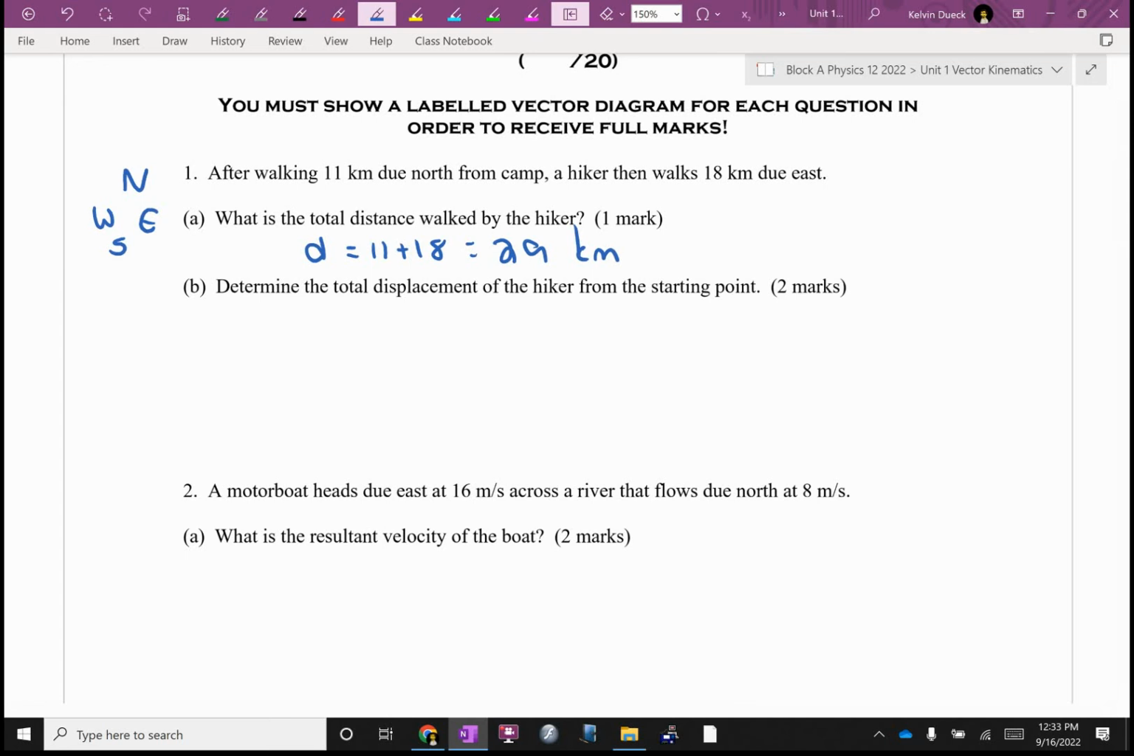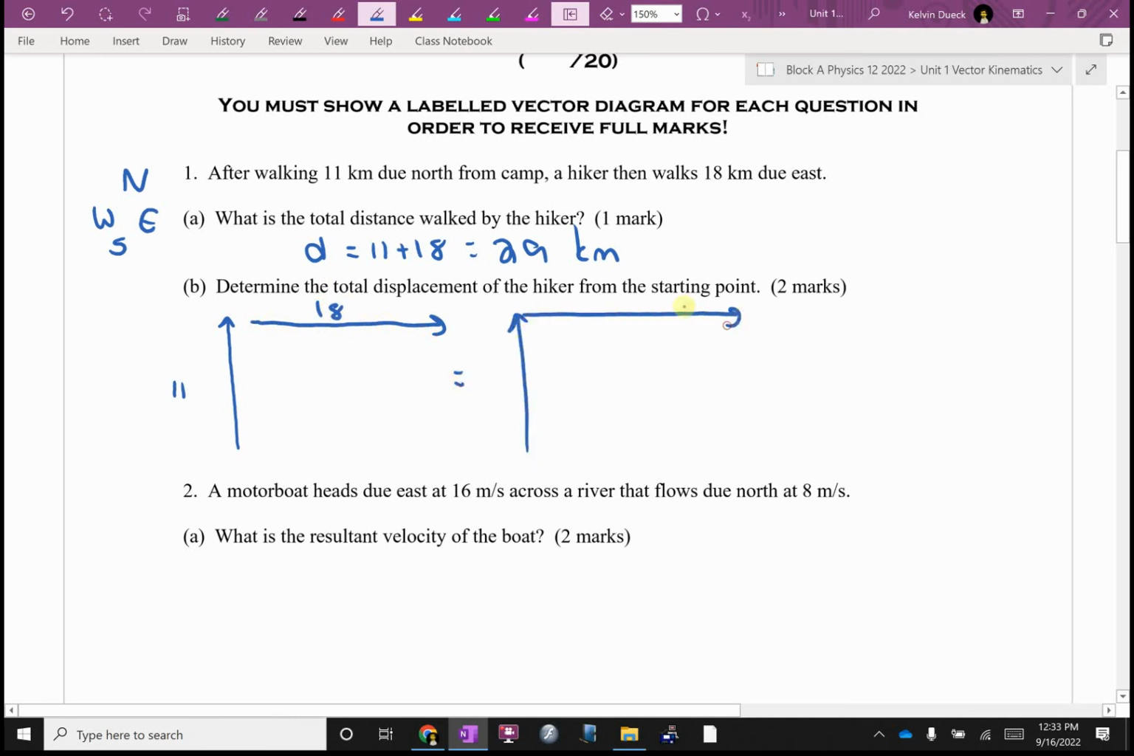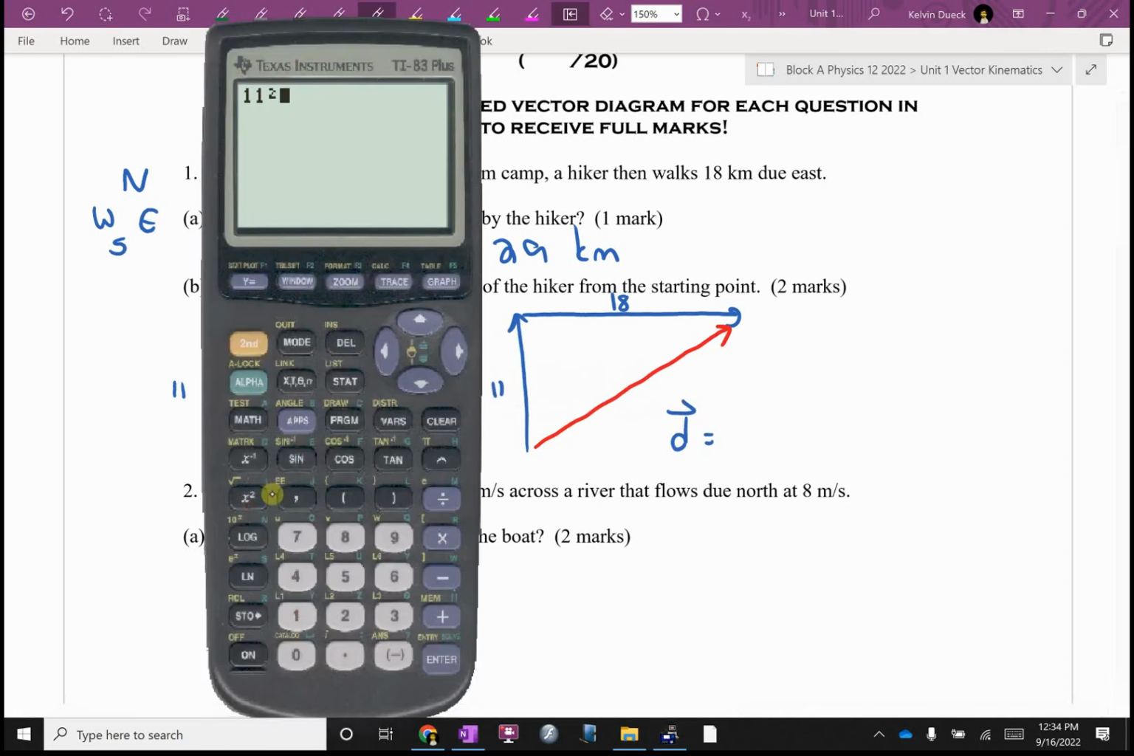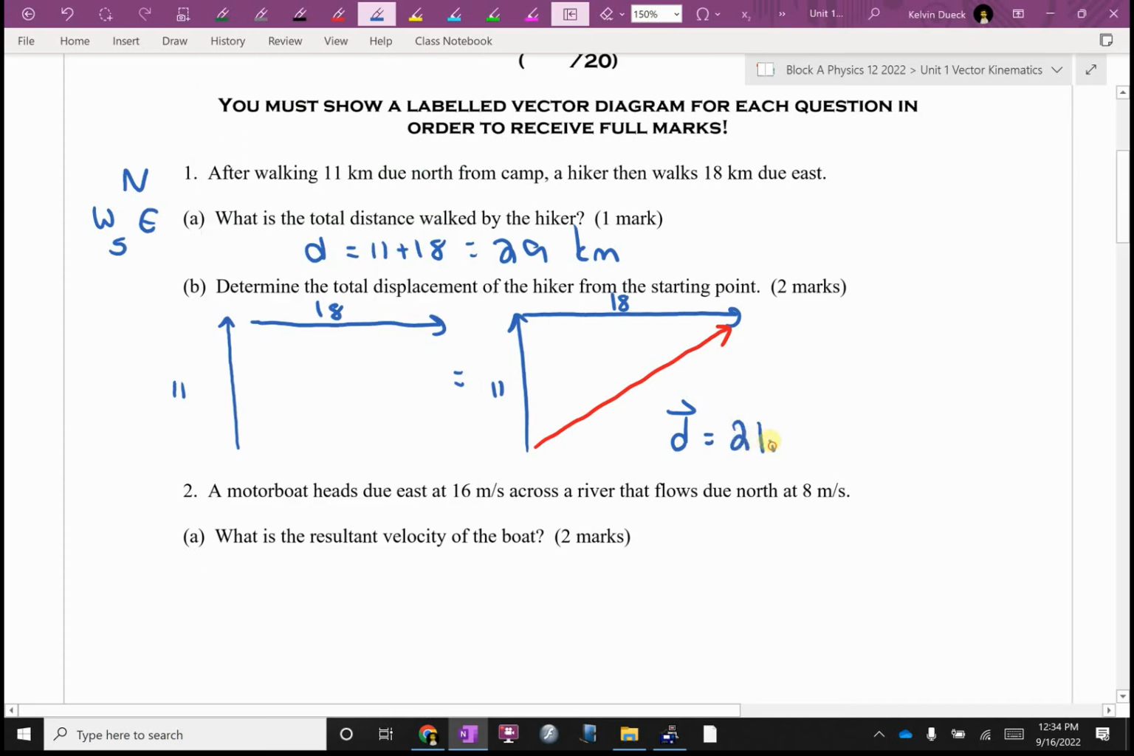I'm going to add these tip to tail. It's going to be 11 plus 18. This is my resultant. As a magnitude, it's going to be 11 squared plus 18 squared, square root. 21.1. One mark for that. And then I need a direction.